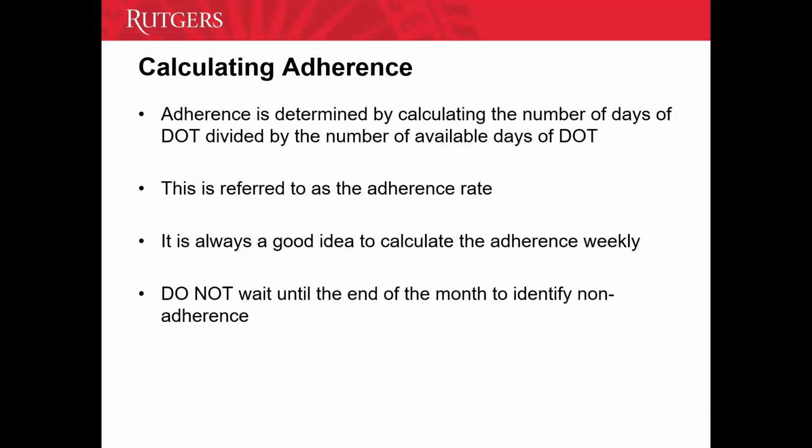And we do that by calculating the number of days of DOT divided by the number of days they should have been available. So in June, there's 30 days in June, and I'm doing video DOT. So I'm sending the videos. So I should be available 30 days because there's no reason for me not to send a video. So I go and I look at my DOT sheet, and I only have 10 videos at the end of the month. So I take the 10 and I divide it by 30, and that's like a 33% adherence rate. That's what we call it.